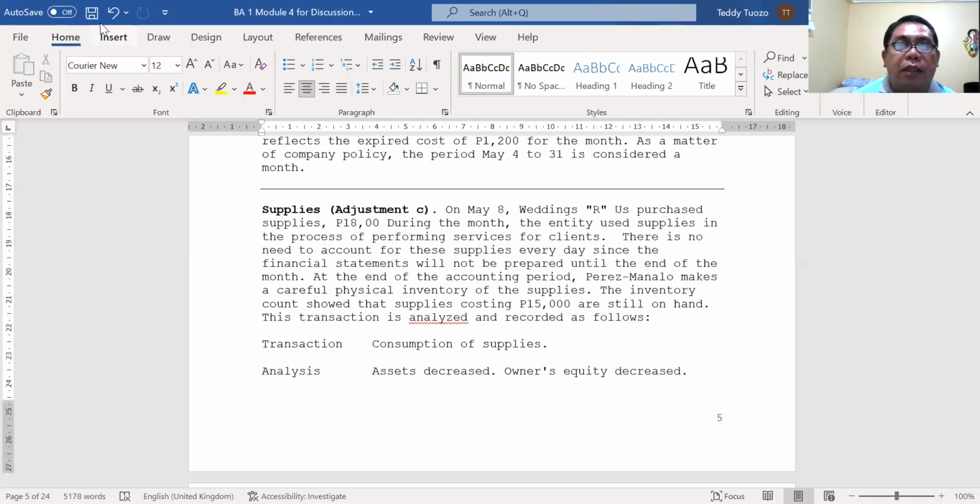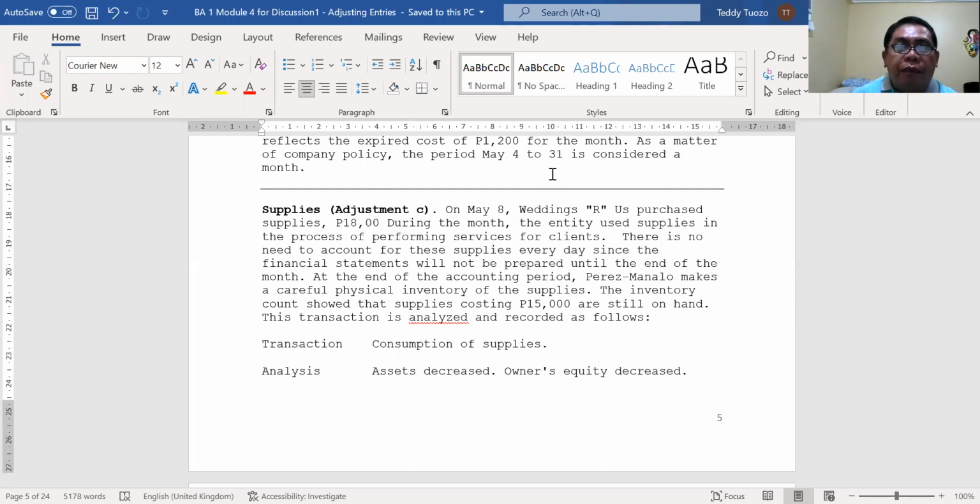Okay, supplies. Of course, it is not for a specific month. It's not fixed, so we cannot just divide by 12 for each month. The basis of the adjusting entry for supplies will be how much was consumed or used for the period.